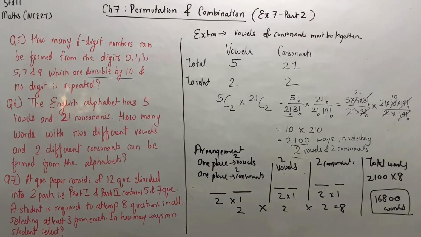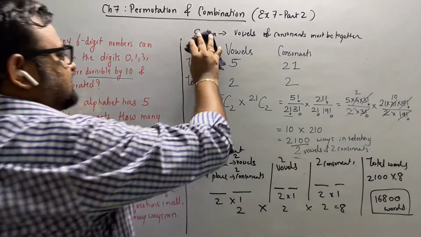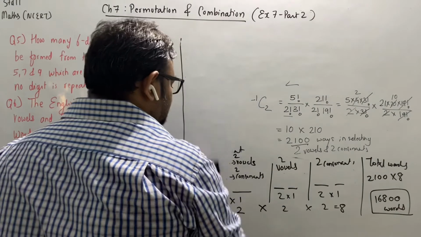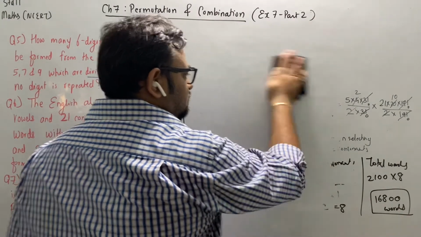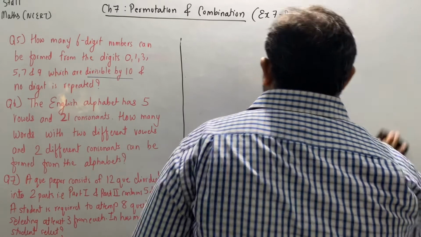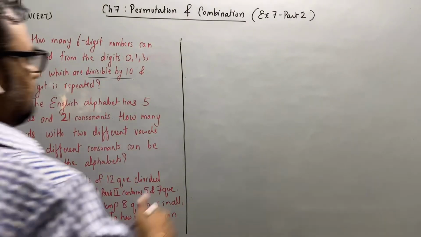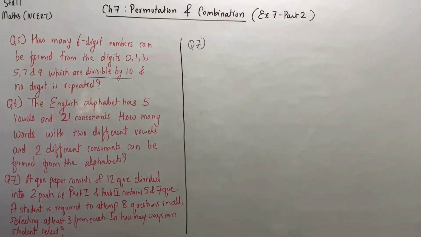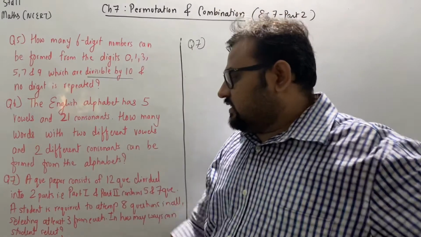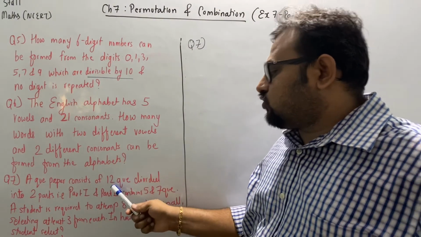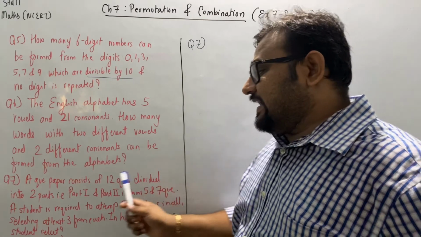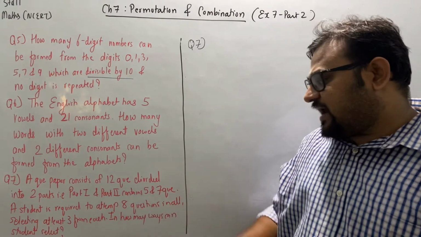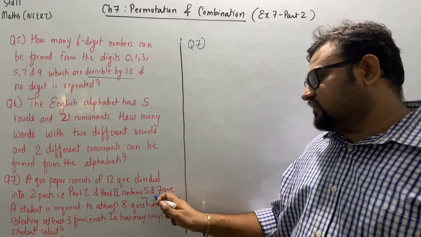Okay, now let's move to the next one, that is question number 7. So what is question number 7? A question paper consists of 12 questions divided into two parts. So there are part 1 and part 2. Part 1 consists of 5 questions and part 2 consists of 7 questions.